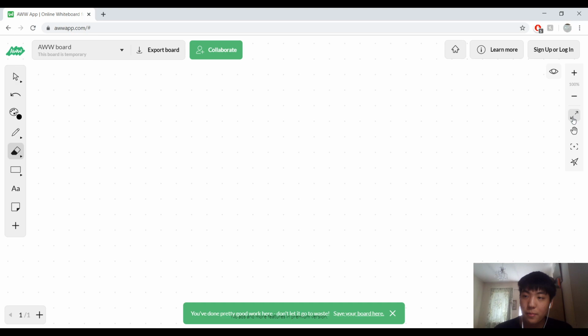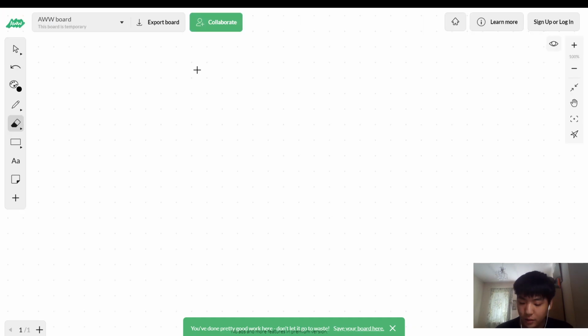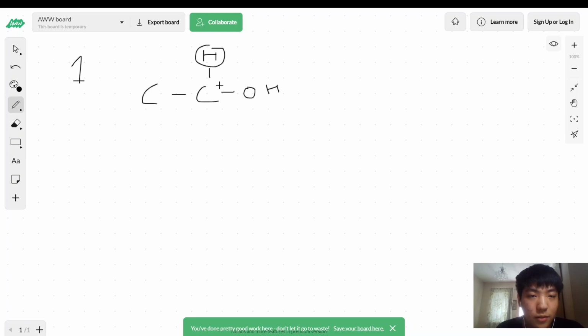Okay, before we can go through the mechanism of elimination, we have to consider two rules, because not all alcohols can undergo elimination reactions. Rule number one is that there must be a hydrogen bonded to a carbon atom adjacent to an OH group. So for example, if we have ethanol here, we can see that this follows the rule, as there's a hydrogen bonded to the carbon which is adjacent to the OH group.